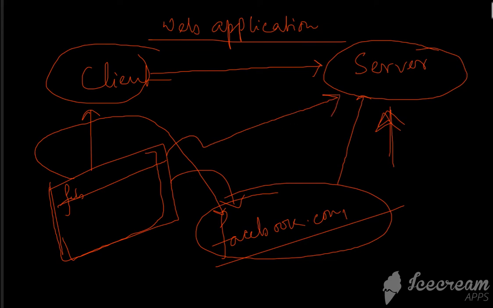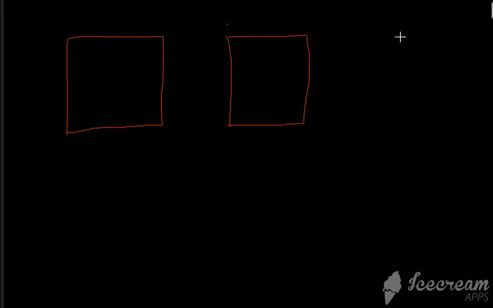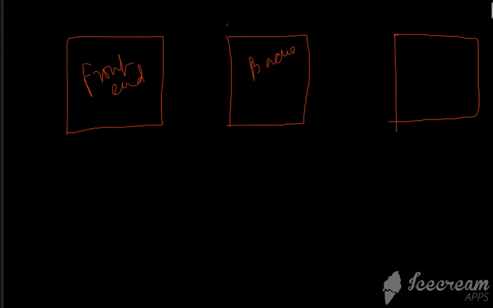So how does it actually work? From a developer perspective, in a web application there are three layers. First is the front end layer, next is the back end layer, and third is the DB layer. Front end means what we see in the website, correct?